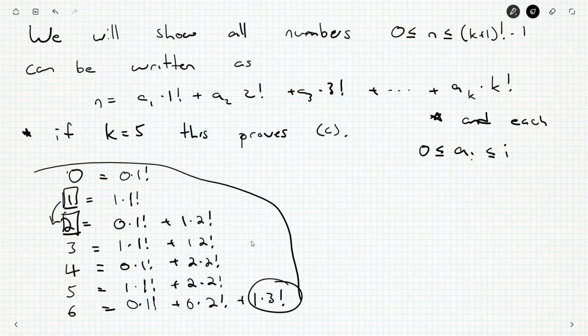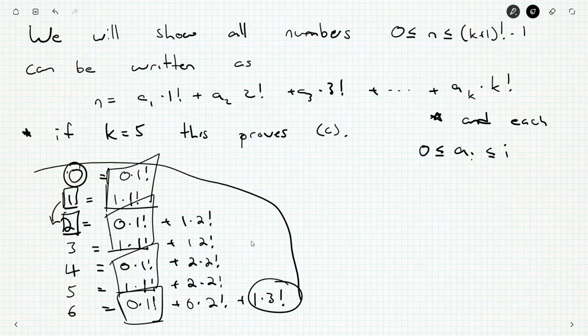Other patterns that we can realize, well, 2 is just 0 plus 2 factorial. 3 is 1 plus 2 factorial. 4 is 0 plus 2 factorials. And 5 is 1 plus 2 factorials. So, in a sense, we're sort of repeating this block over and over and over. And so, that's why I think we can prove this by induction.